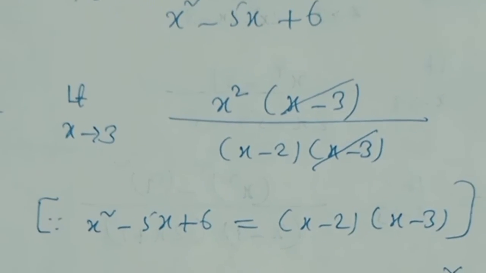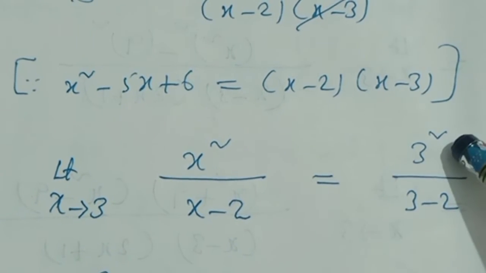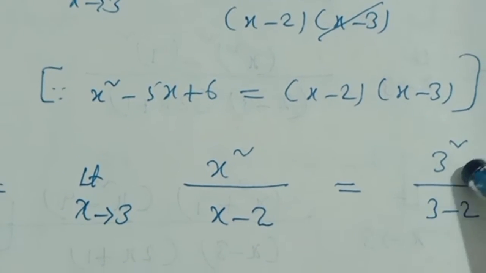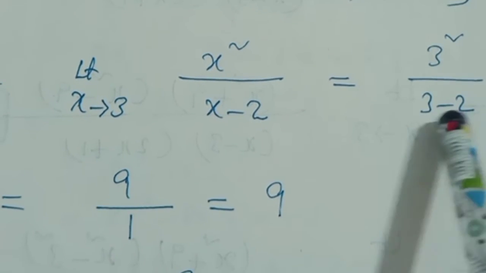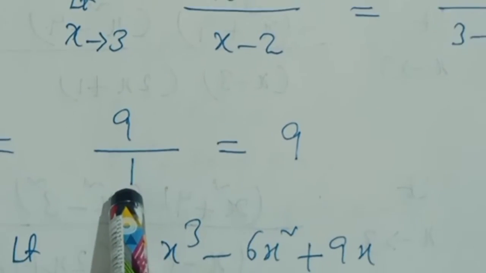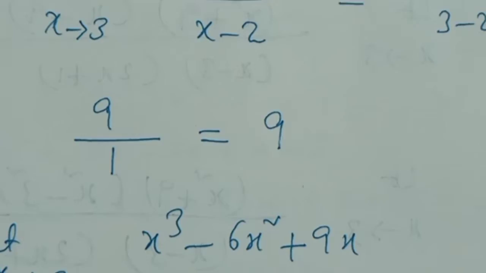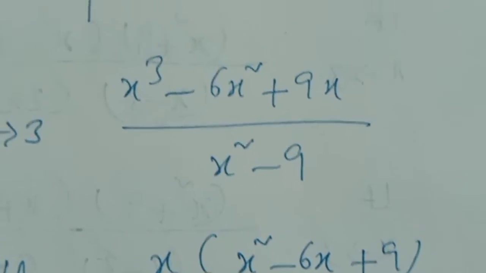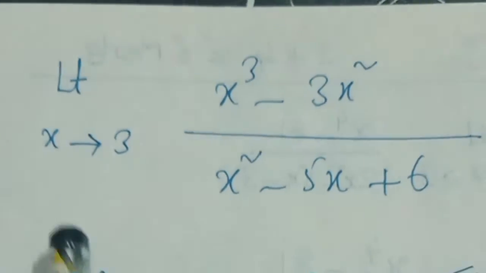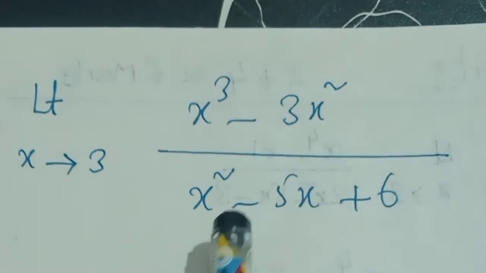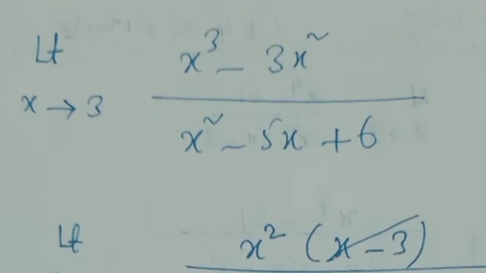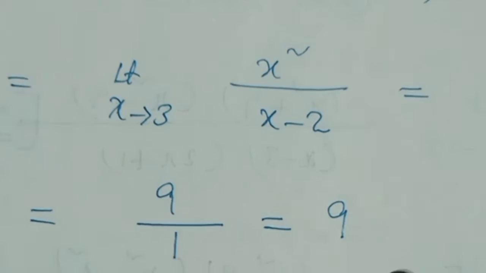Now applying x equal to 3 in this, we get 3 square by 3 minus 2. 3 square is 9 and 3 minus 2 is 1. So 9 by 1 is equal to 9. So finally, the limit x tends to 3 of (x cube minus 3x square) by (x square minus 5x plus 6) is 9.